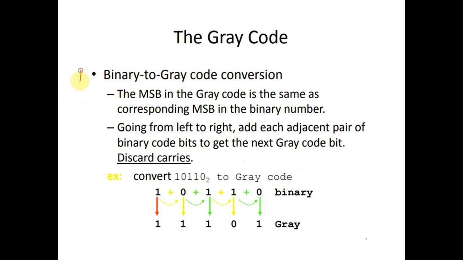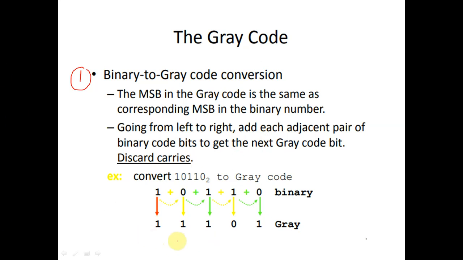The first method of Gray code is the binary to Gray code conversion method. These are the steps used by the binary to Gray conversion method. The MSB in the Gray code is the same as the corresponding MSB in the binary number.